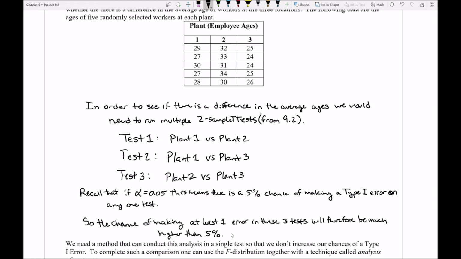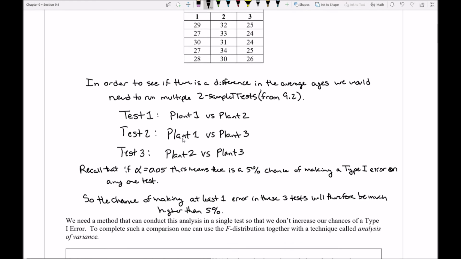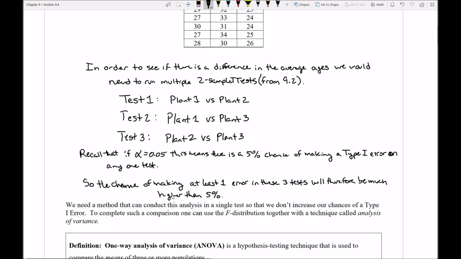It's going to grow. And imagine if instead of having 3 plants around the country, maybe I'm with some really big company. Maybe they've got 3,000 plants around the country or around the world, right? And so I'm going to have to run what? I don't even know how many tests. That's going to be a lot of tests because I'm going to have to compare plant 1 to all the other plants, and then plant 2 to all the remaining plants, and then plant 3 to all the remaining plants. It's going to be a crazy number of tests. And that might mean that the chance of making at least one mistake somewhere in that process is going to be astronomically large.